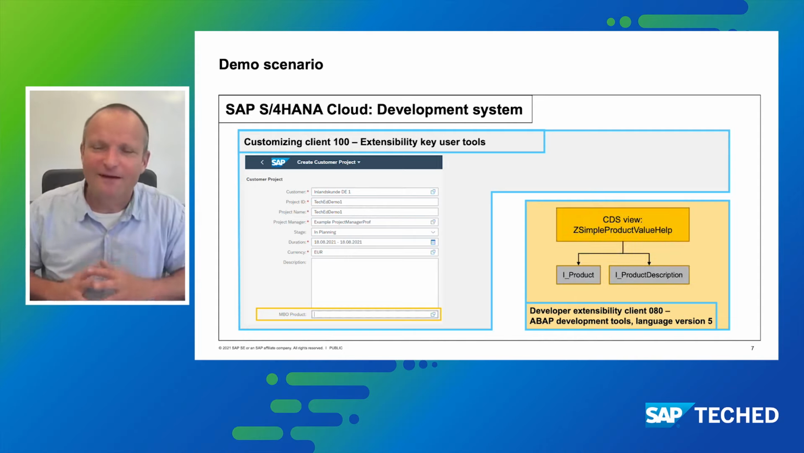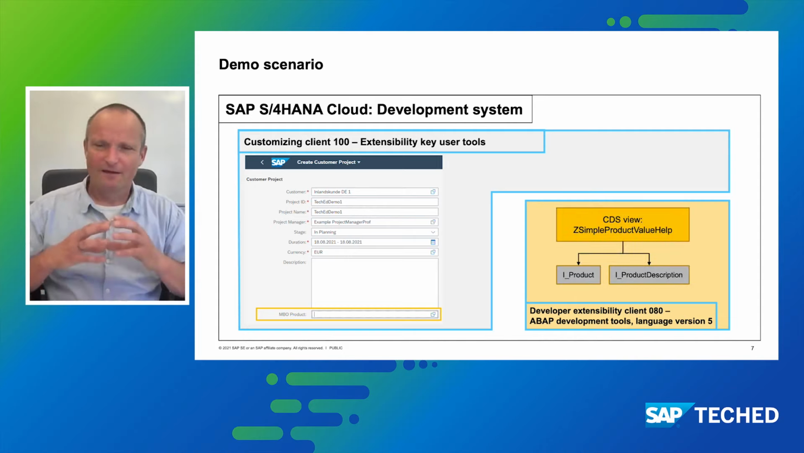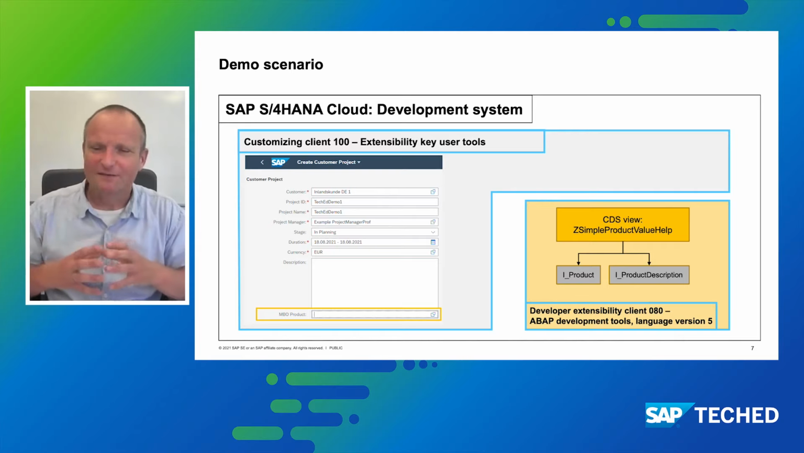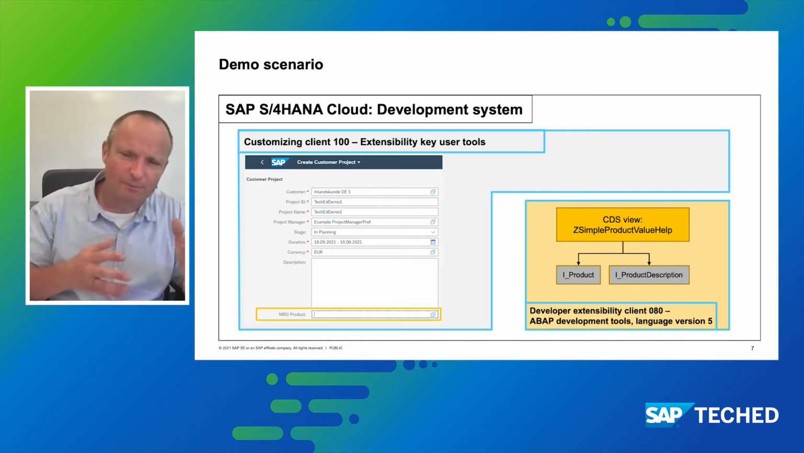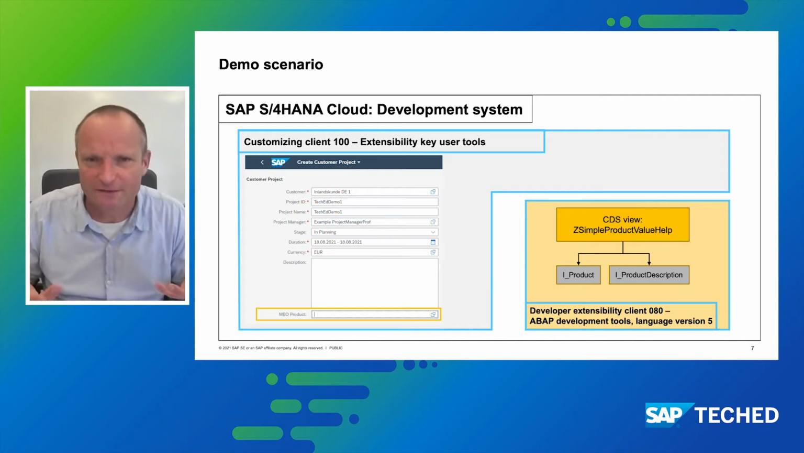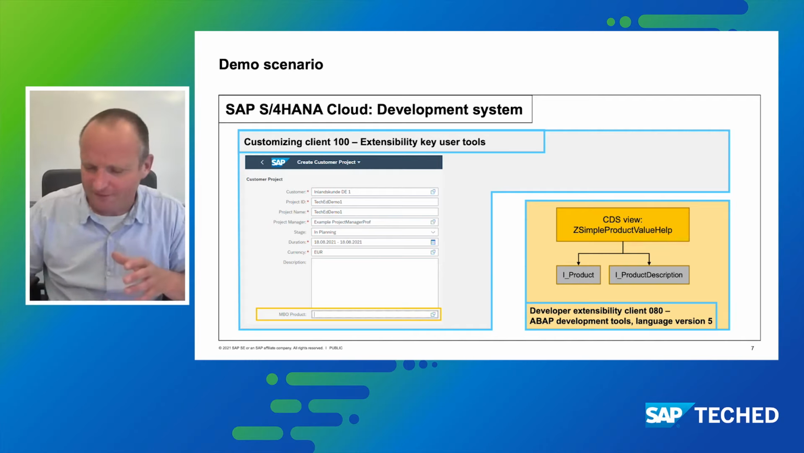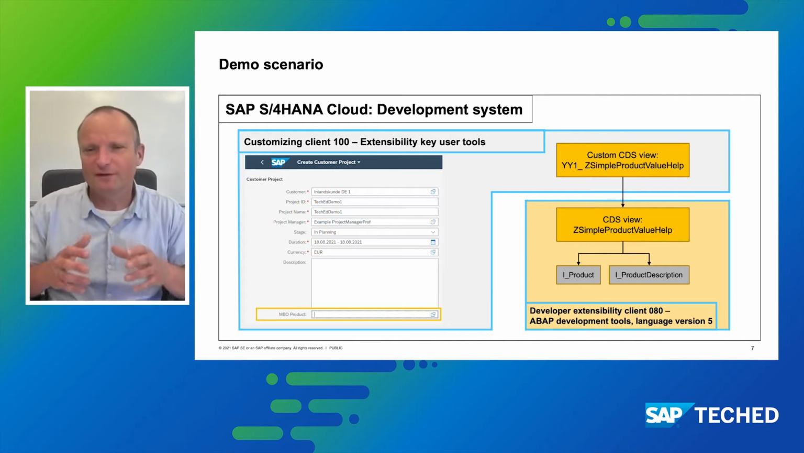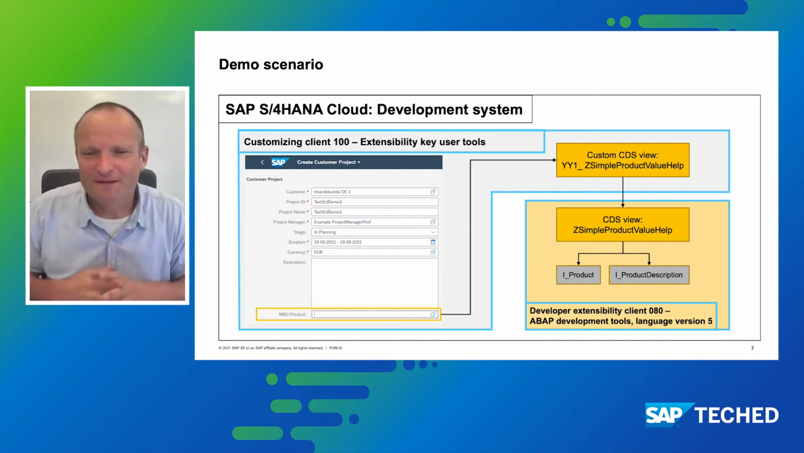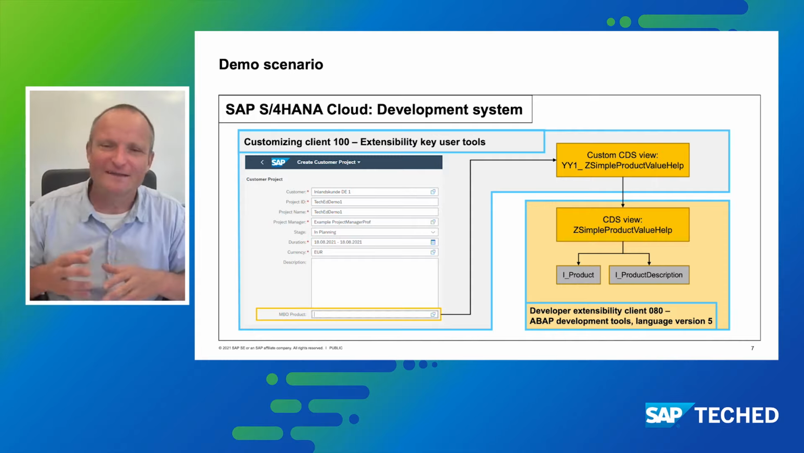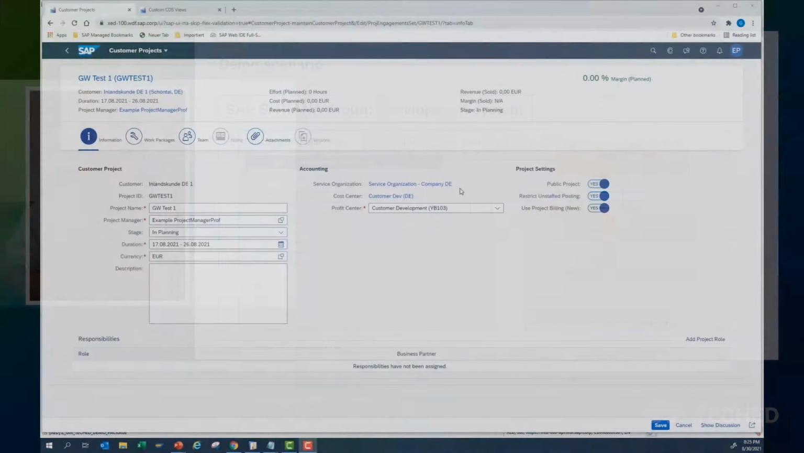First, we create a developer extensibility CDS view in client 80. We get the data by joining I_Product and I_ProductDescription, released CDS views. And on top of this developer extensibility view, we create a key user custom CDS view, and we use this custom CDS view for typing the custom field. And now let's see how that looks live in the demo.